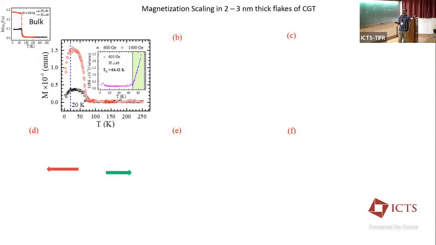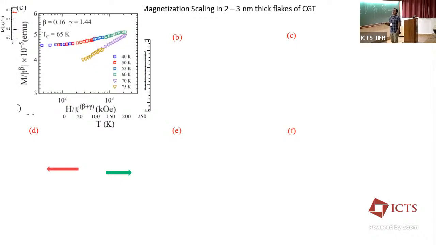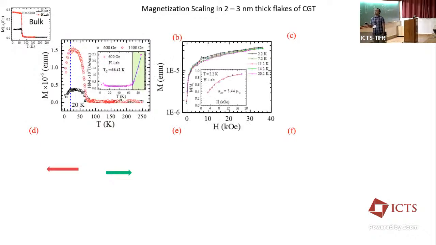So first is the transition at 67 Kelvin. Again, in this 2D layer, you can do the scaling, whatever I showed you, you can do a nice scaling of this transition at 67 Kelvin, and that scales into the two scaled curves, and the parameters are close to the 2D Ising-like system.